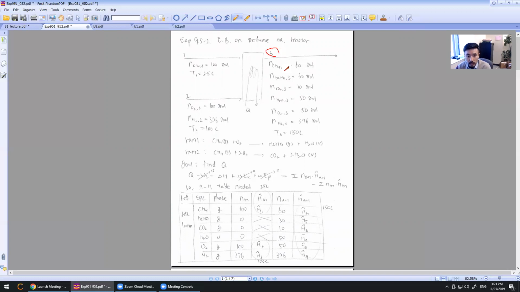And for pipeline 3, the product line, the material balance is already given. So we have methane, formaldehyde, carbon dioxide, water, oxygen, and nitrogen as 60, 30, 10, 50, 50, and 376 moles. And the temperature of pipeline 3 is known as 150 degrees Celsius. Reactions 1 and 2, I just repeat them, writing them down. Methane reacts with oxygen, producing formaldehyde and water. Methane and oxygen produce carbon dioxide and water. So our goal is to find the Q, right? That's our goal.